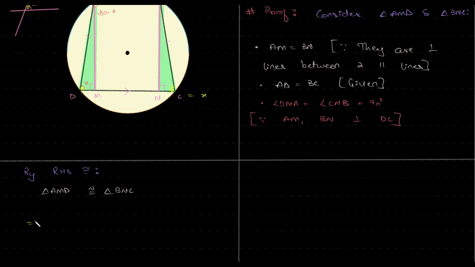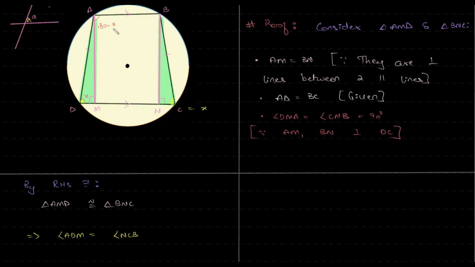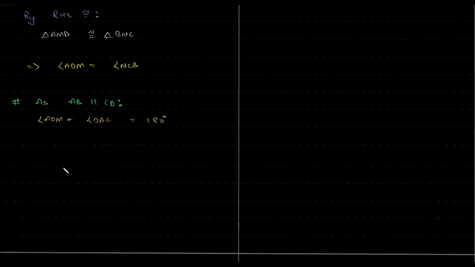Now at the end of it, we are proving that angle ADM will be equal to angle NCB. Okay, and then as AB is perpendicular to CD, we have angle ADM plus angle DAC, which is equal to 180 degrees, right? That's what we are trying to move towards, proving that this is 180 minus x, and this is x, and this is also x, and so we have these two adding up to 180 degrees. That's what we are trying to prove. So these two angles add up to 180 degrees because they are co-interior angles.